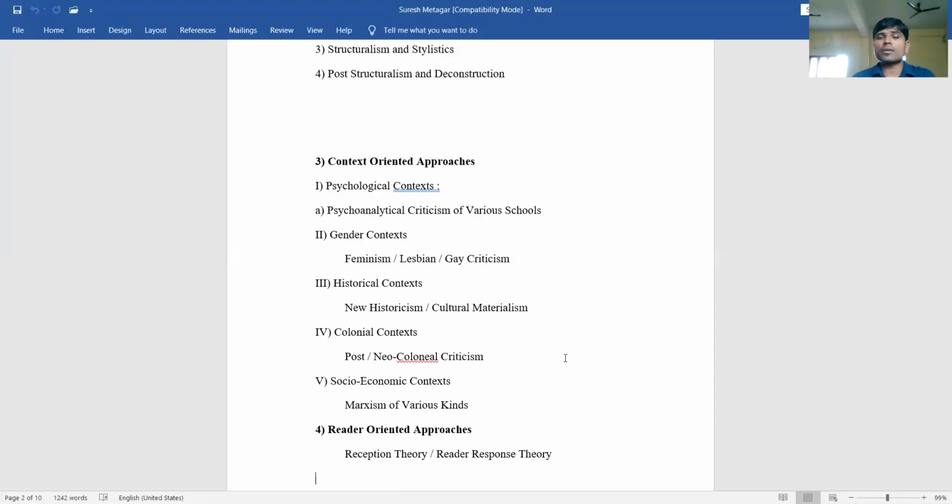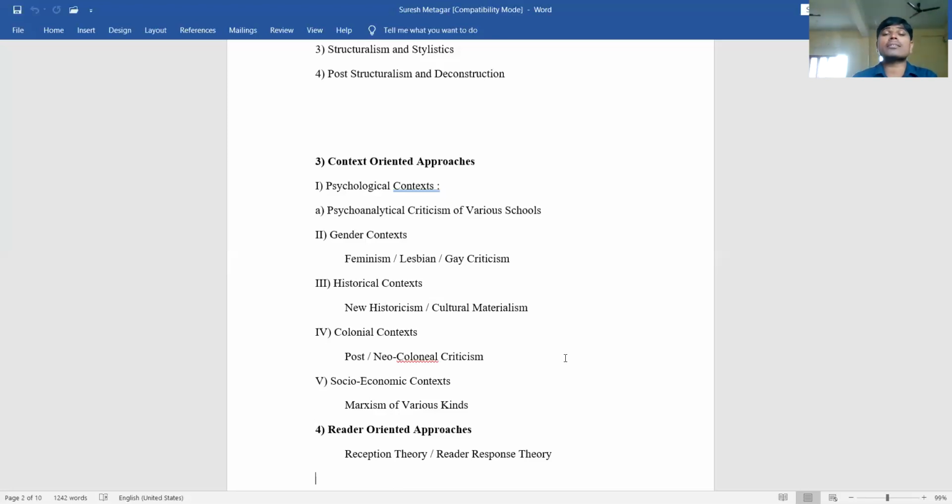Such kind of things are analyzed in gender-based context. It means woman is discriminated, woman is degraded in the text, and in turn in society also. Most societies, being male-dominated, give very little space to women, lesbians, and gay people, and they think of these people as inferior. And such kind of things are searched for in a text.